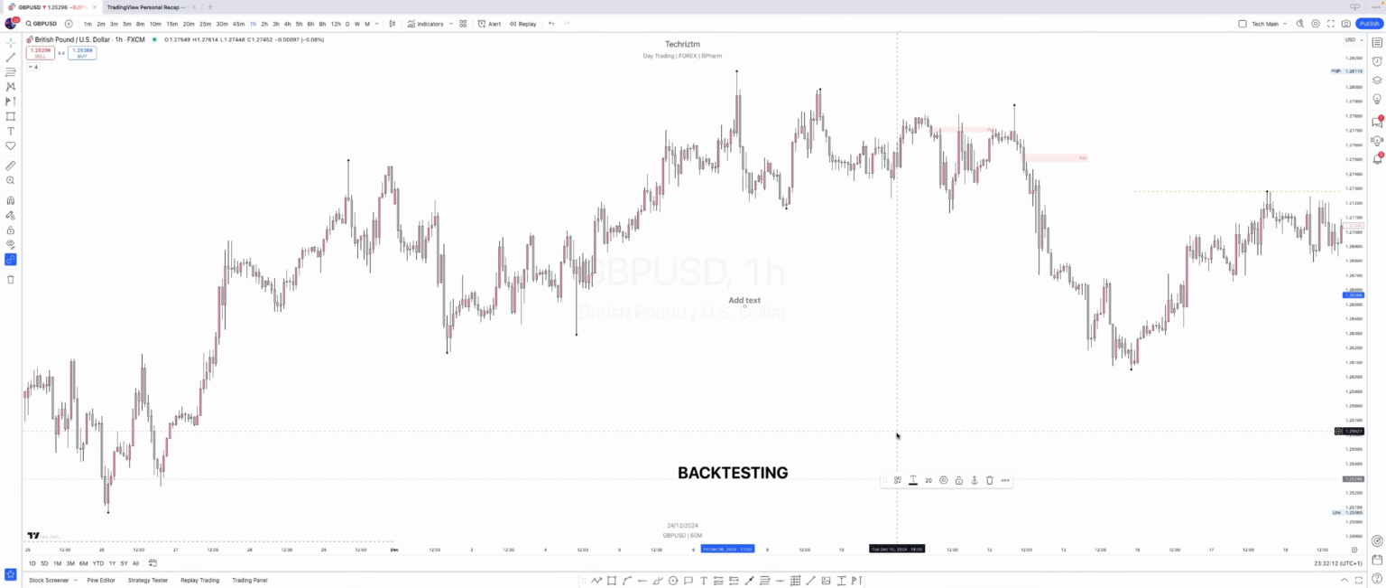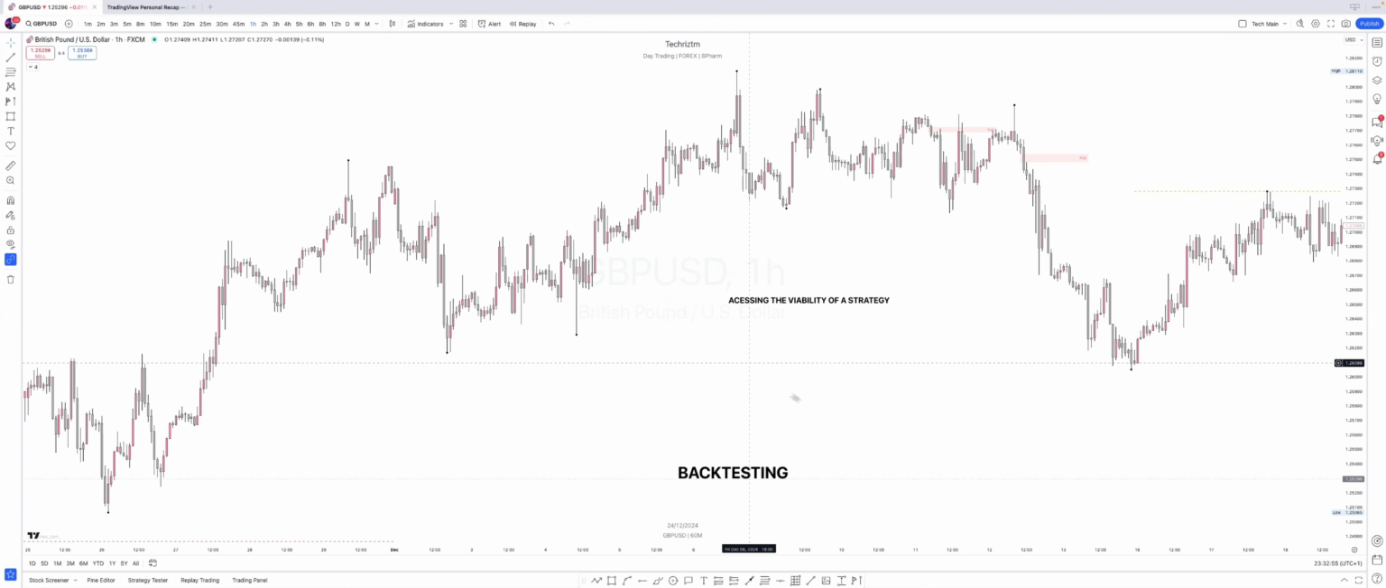Let me type it down. Assessing the viability of a strategy. So we can actually leave it at that. Backtesting is the process of assessing the viability of your strategy before applying it in real life markets. You can actually do this without risking your money, right?